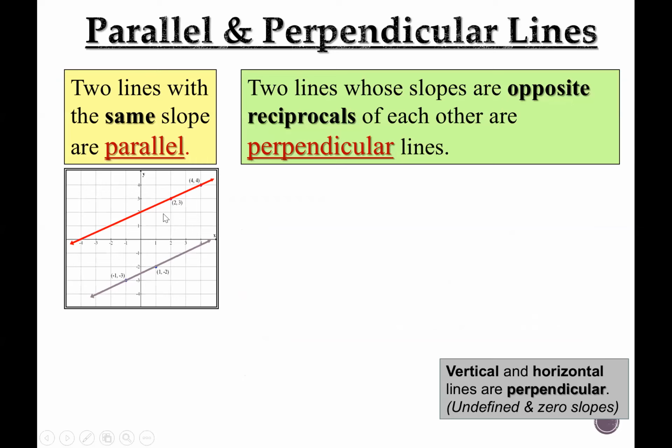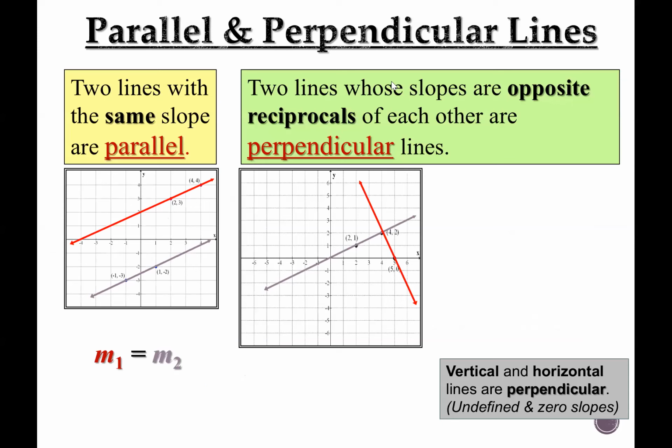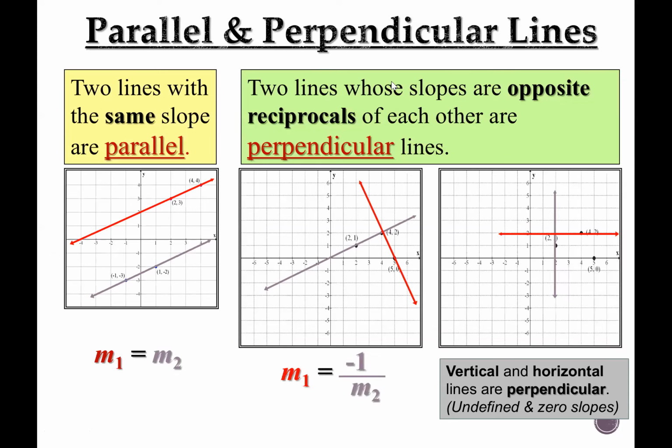You may remember learning the word parallel maybe a long time ago, and you might have learned that parallel lines never cross. That is true. What I need you to know now is the reason they never cross is because their slopes are the same. So parallel lines are going in the same direction. And the reason why they're going in the same direction is they have the same slope.